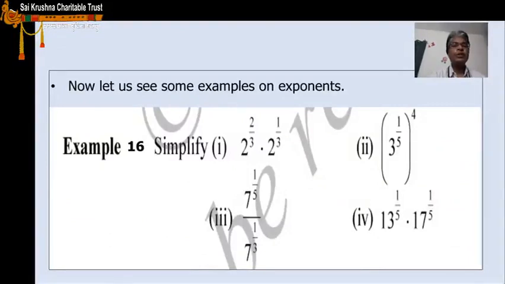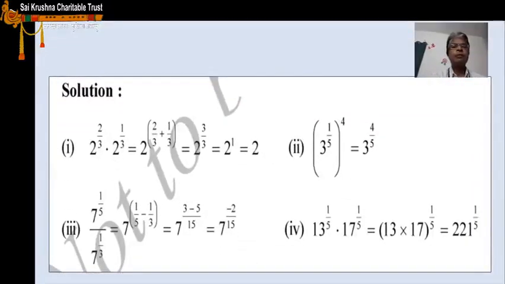Now let us do some examples on exponents. Simplify. Carefully see this. We will go to the solution on the next page. One by one: 2^(1/3) times 2^(1/3)... we are using the rule 2^m times 2^n equals 2^(m+n), so you have got the answer. The next is (a^m)^n, so we are multiplying m and n. So 1/5 into 4 is 4/5.